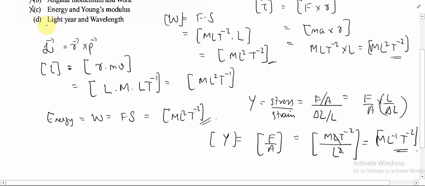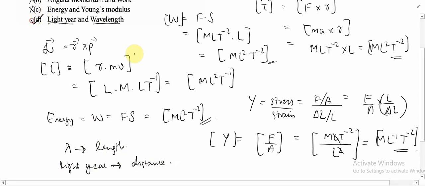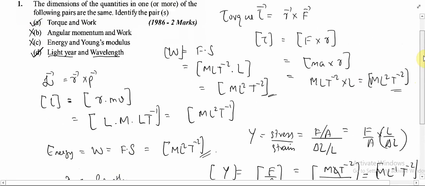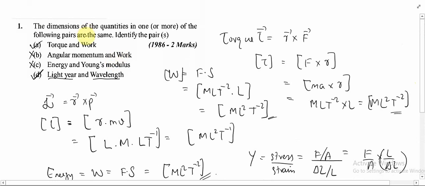Now the next is light year and wavelength. We know that wavelength is the distance traveled by the wave in one time period, so its dimension is length. Light year is also of the dimension of length, so it is the distance traveled by the light from earth to sun. So that's light year, so that is also of the dimension of distance or length. So in option D, both the physical quantities have the same dimension. Hope you understood the solution. Thank you.